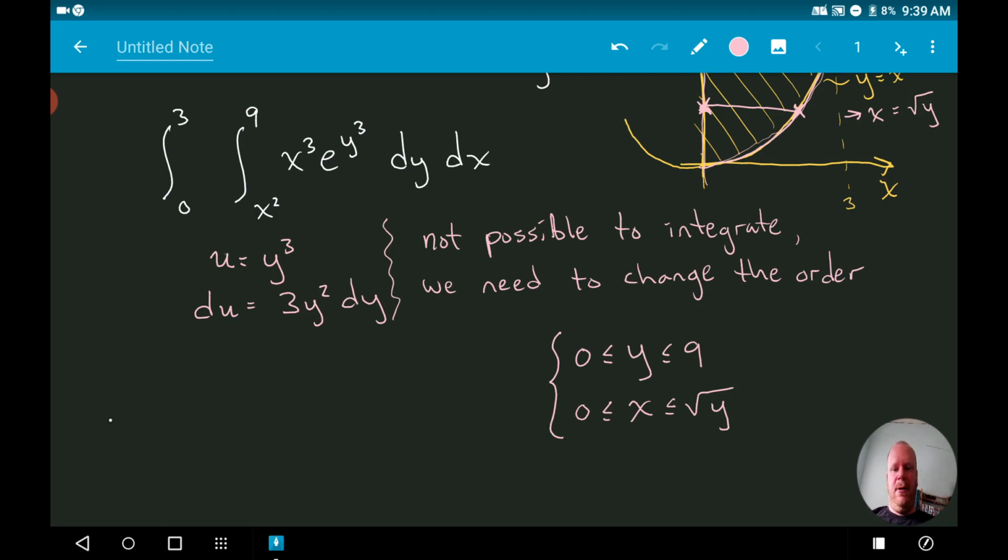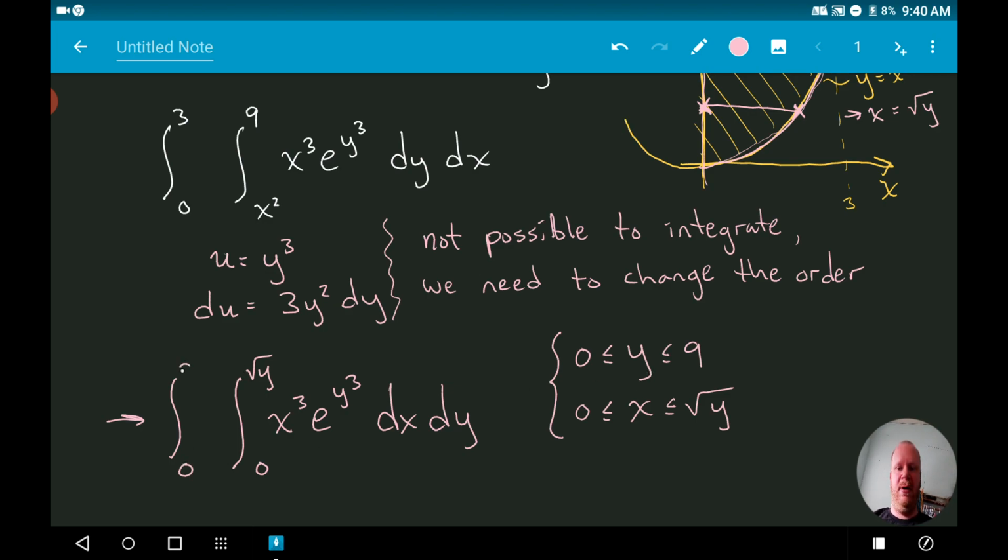So based on that, we can rewrite this, I guess I'll save that. So this same function, now when we write this in terms of dx and dy, x is in between 0 and square root of y, and y is going to be in between 0 and 9. Now we're looking at something that hopefully we can integrate in this order.